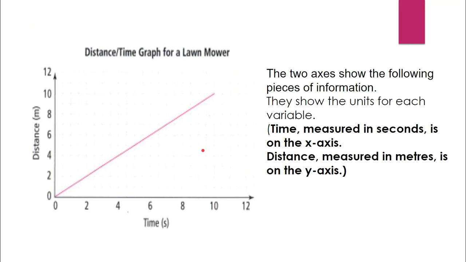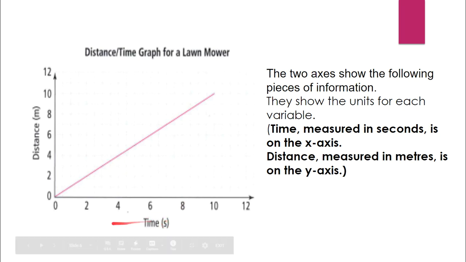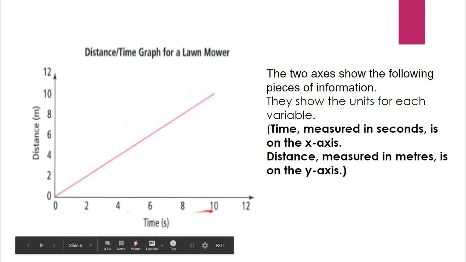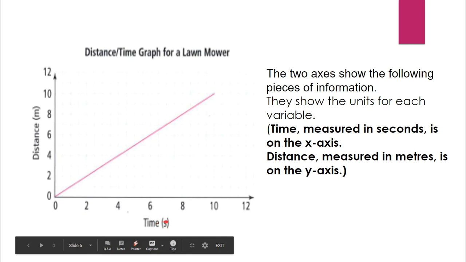So the two axes show the following pieces of information. They show the units for each variable. Right here, time is in seconds. This is very important. It's a bunch of numbers; this could be minutes, hours, seconds, or days. Who knows? That's why you always have to put what units are being measured there.